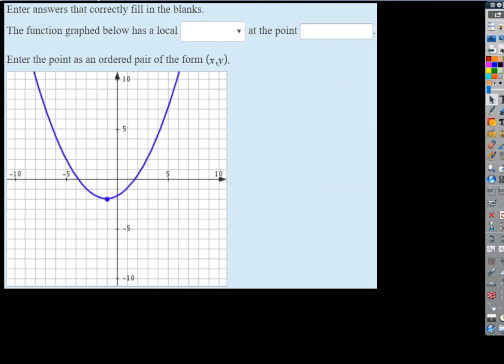How about this? The function below. So this is looking at extreme values. So your options here are going to be local minimum, local maximum, or neither. Which one does this function have? Minimum. Okay, so first answer is going to be local minimum, because it's a valley. A peak would be a maximum, right? At what point? Negative 1, negative 2. No big deal.